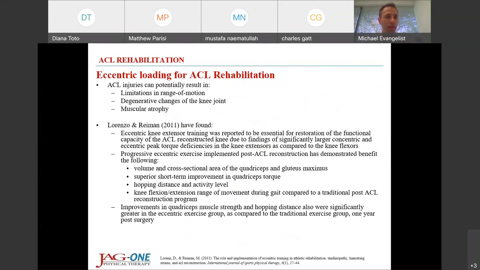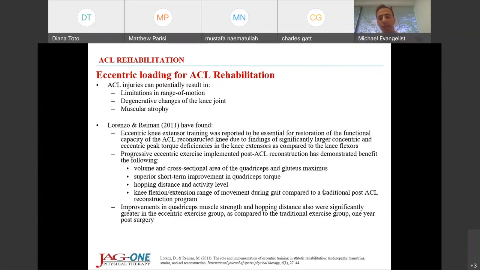Eccentric loading for ACL rehab. ACL injuries can potentially result in limitations in range of motion, degenerative changes of the knee joint, and certainly muscle atrophy. Right? There was a study in 2011 which found that eccentric knee extension training was reported to be essential for restoration of the functional capacity of the ACL reconstructed knee due to findings of significantly larger concentric and eccentric peak torque deficiencies in the knee extensors as compared to the knee flexors.